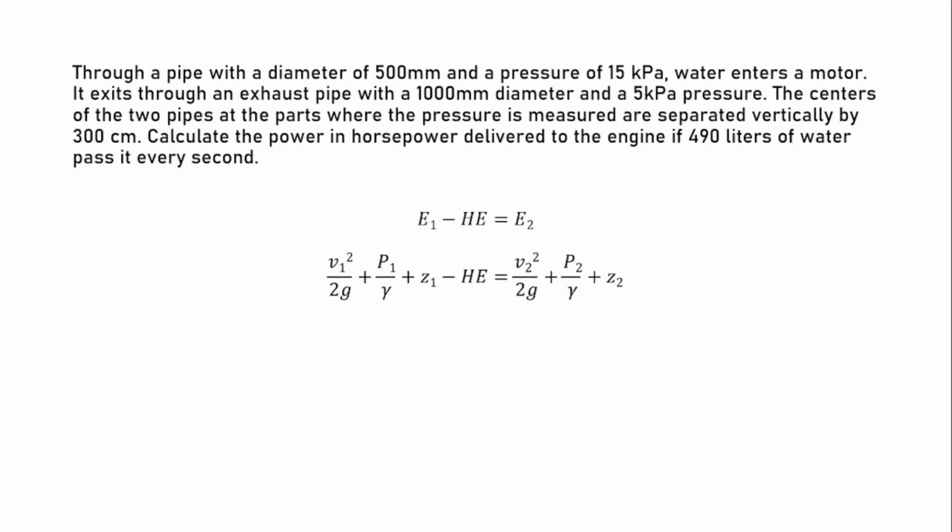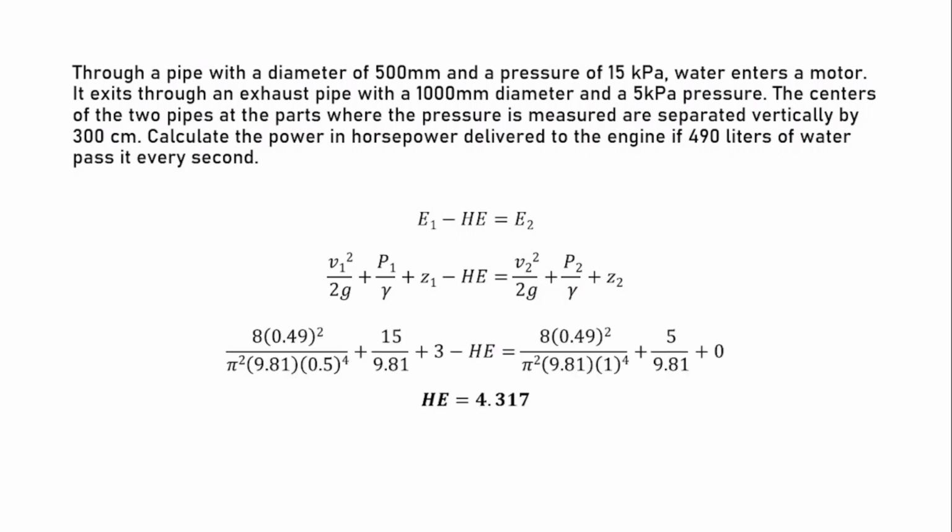E sub 1 is also equal to V sub 1 squared over 2g plus P sub 1 over gamma plus Z sub 1, minus HE equals E sub 2, which is also equal to V sub 2 squared over 2g plus P sub 2 over gamma plus Z sub 2. Note that V squared over 2g in a pipe is equal to 8 times the volume flow rate Q squared over pi squared times the acceleration due to gravity times the diameter raised to 4.